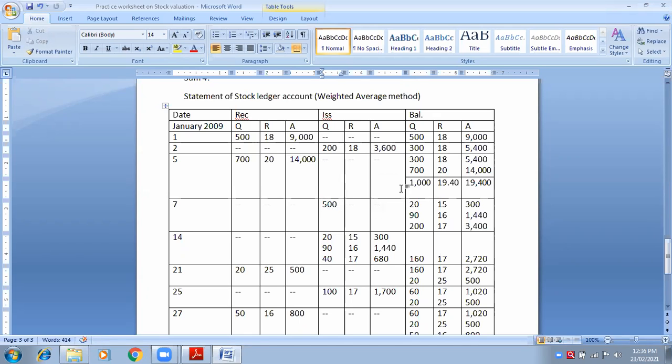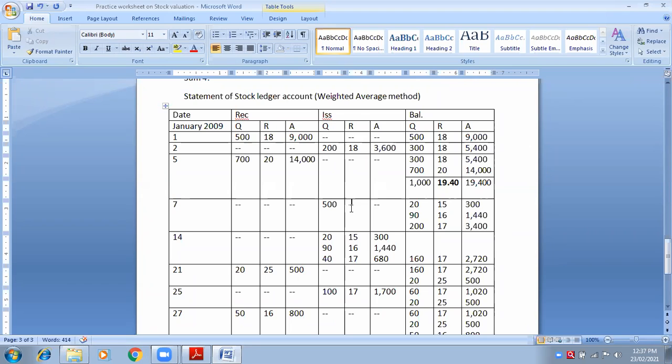Now what will be the rate? Listen, I'm not taking the help of 300, so I cannot take the rate of 18 rupees. I am not taking the help of 700, so I cannot take the rate of 20 rupees. So what rate will I take? The weighted average rate, according to the total weight of 1,000. The amount was 19,400; 19,400 divided by 1,000 gives the weighted average rate. This is very, very important. 19.40 is known as the weighted average rate.